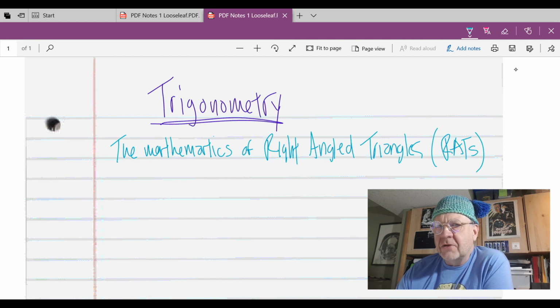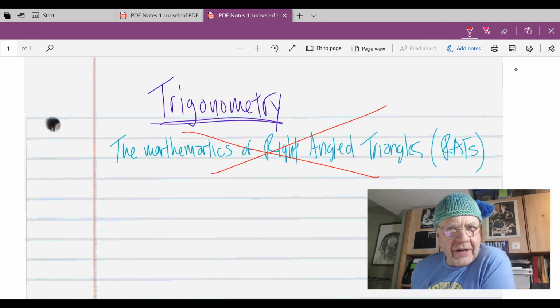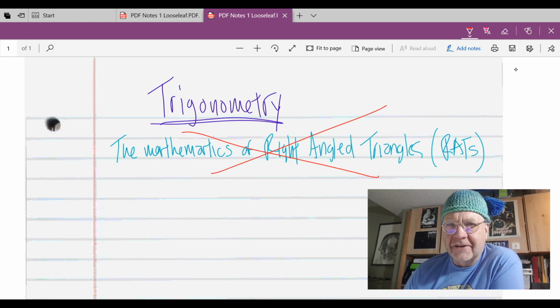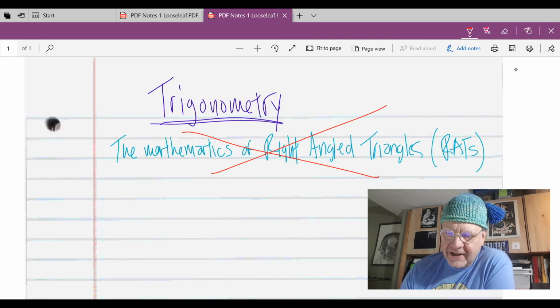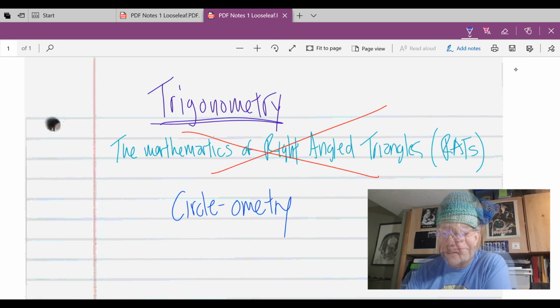And we're going to share with you a dirty little secret, and that is that trigonometry is not about right angle triangles at all. In fact, it's the mathematics of circles. And so a better word for the mathematics that we're going to be doing right now is circleometry.